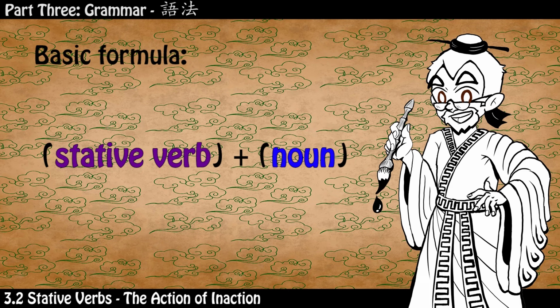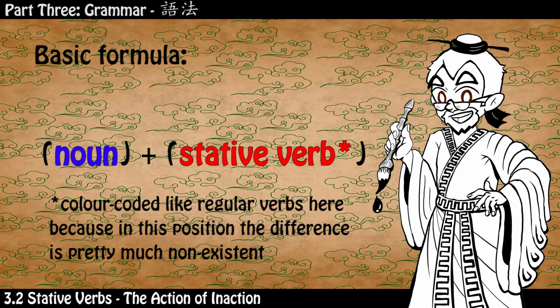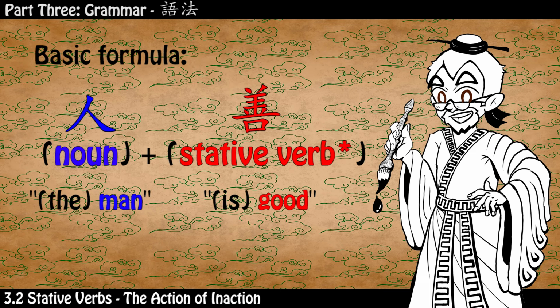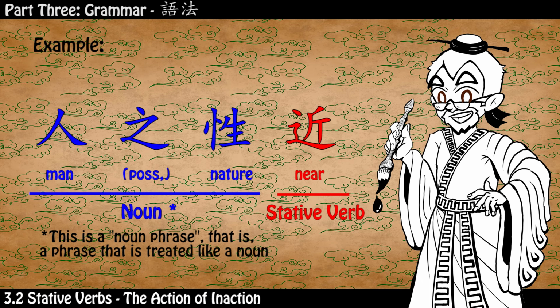If we place a stative verb after a noun, on the other hand, it will act more like a classical verb and forms a complete sentence. In English, you must use the verb to be if you want to say that the man is good, but in classical Chinese, all you need to do is simply write 人善, man good. Let's see another example, paraphrased from our main text. 人之性近, literally man, possessive, nature, and close, which we can understand as people's nature are close, or the inborn nature of people are close.